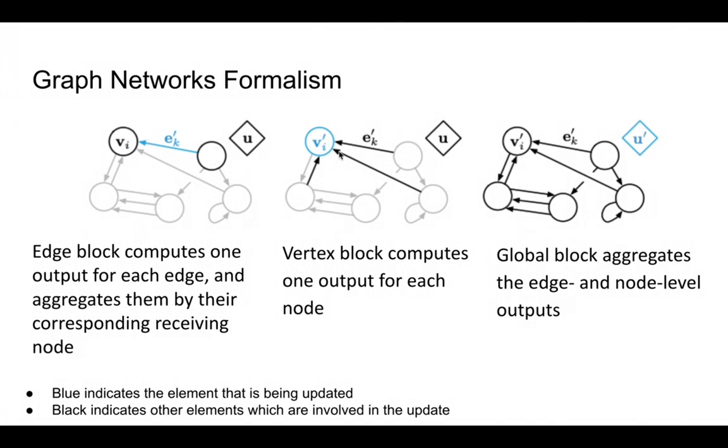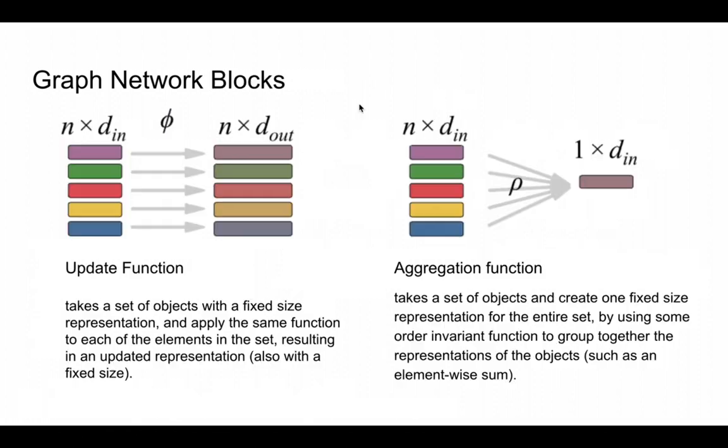The vertex block computes one output for each node. The global block aggregates the edge and node level outputs, and uses all that information to update the global attributes of the graph network. From such a construction, there are two major types of functions in the graph network blocks. The update function takes a set of objects with a fixed size representation and applies the same function to each of the elements in the set, resulting in an updated representation, also with a fixed size.